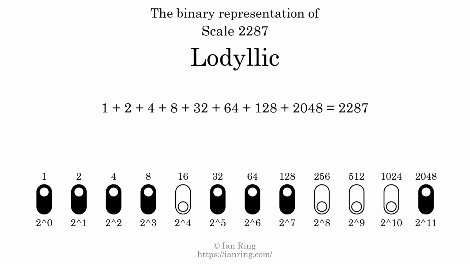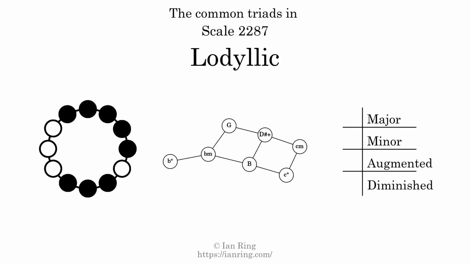2287. The scale number not only enumerates the scale with a unique index, but it also literally describes the tonal content of the scale. Represented as a binary number in base 2, the scale number is 1000111011111. Here are the common triads present in this scale.